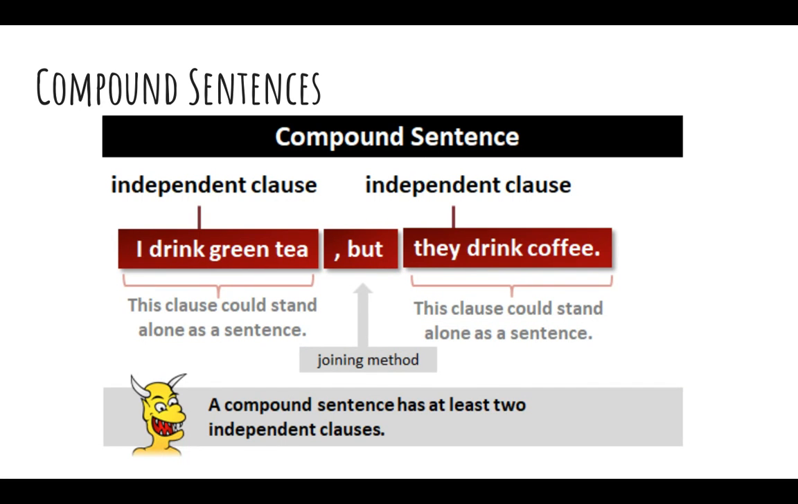Next, we have compound sentences. A compound sentence has two independent clauses. I drink green tea, but they drink coffee. Both of these are independent clauses and they are connected with a conjunction. I drink green tea can be a sentence on its own. They drink coffee can be a sentence on its own. But is a conjunction and it joins these together, comma conjunction. So, two independent clauses with a comma and a conjunction make a compound sentence.